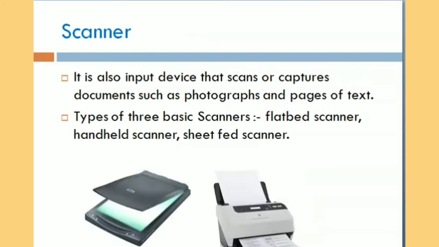The next input device is the scanner. A scanner is an input device that scans or captures documents such as photographs and pages of text. A scanner is an eye of the computer. The scanned image can be seen on the monitor. A scanner converts paper images into digital or electronic images.